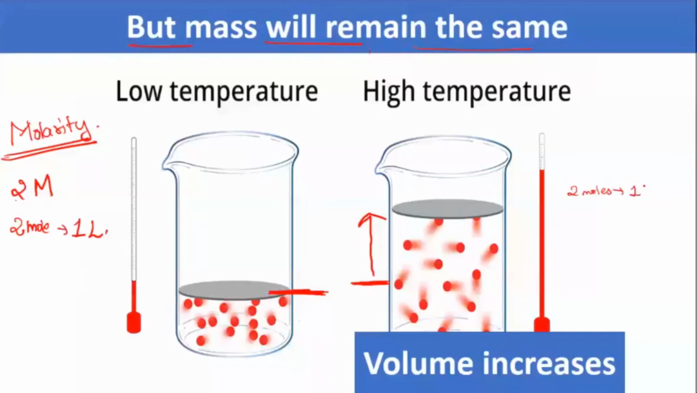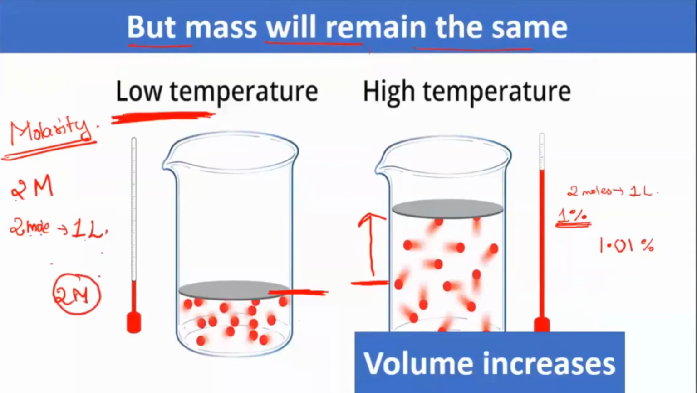On a warmer day, what will happen? This particular volume will start increasing, correct? So imagine that the volume has increased by around 1%. I'm just assuming this 1% increase, and the volume from 1 liter has changed to 1.01 liters. Then you see what will be the difference in the molarity. In the first case, where the temperature was low, if you calculate the molarity, you will get 2 molar itself, because 2 moles divided by 1 liter gives 2 molar.